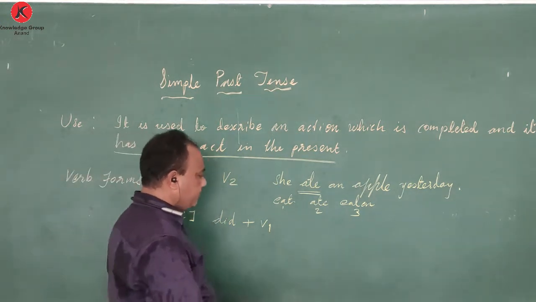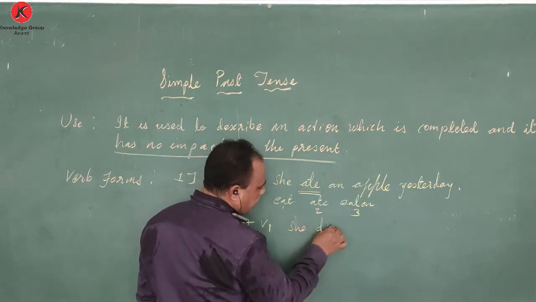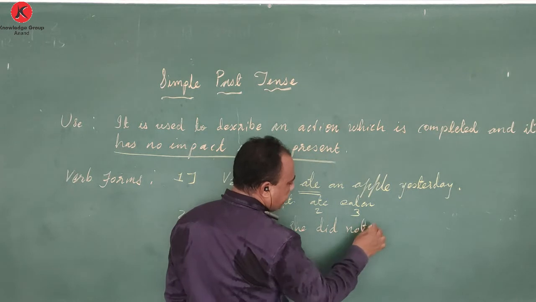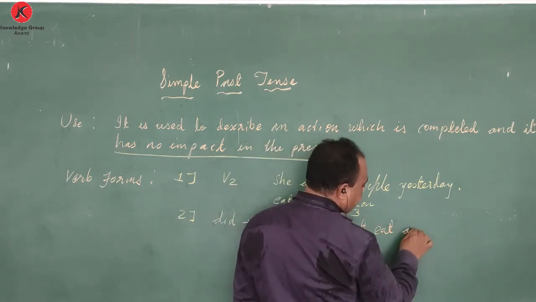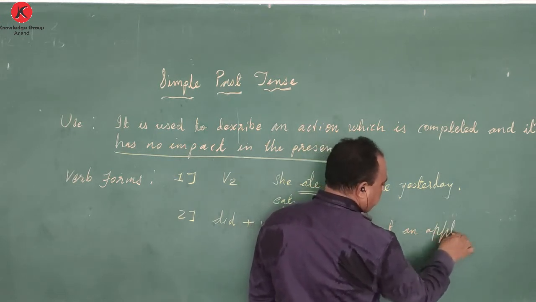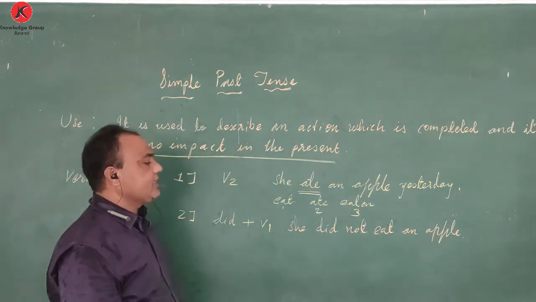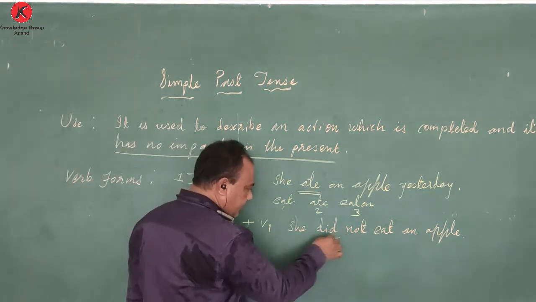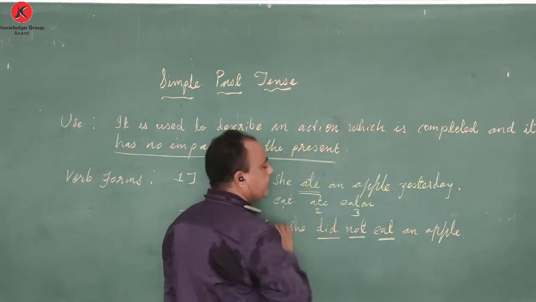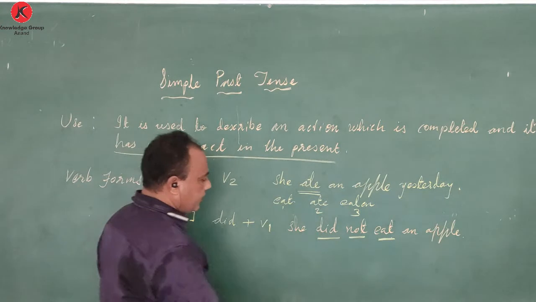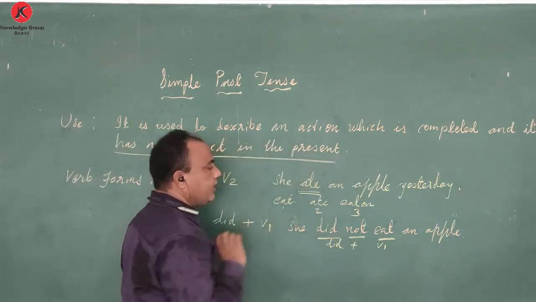For example, I can frame a sentence like this. She did not eat an apple yesterday. So, did not eat an apple. Here we have written did, then not, which is negative, and eat, the original verb. Here you will find the did plus V1 combination.